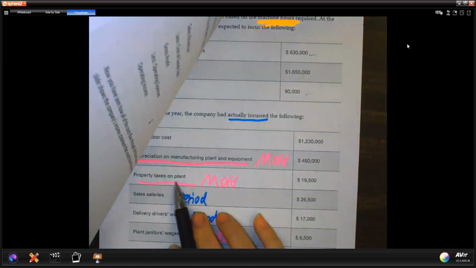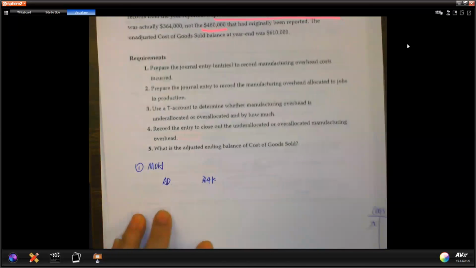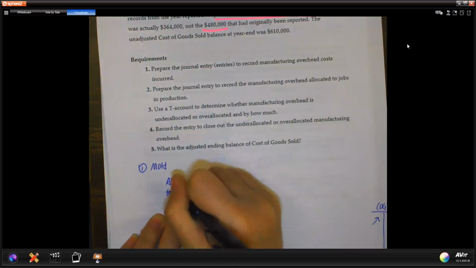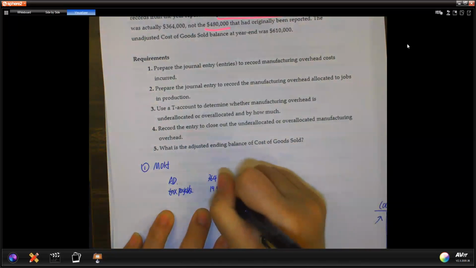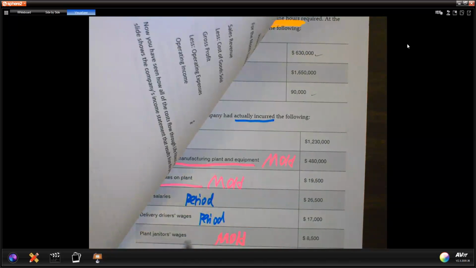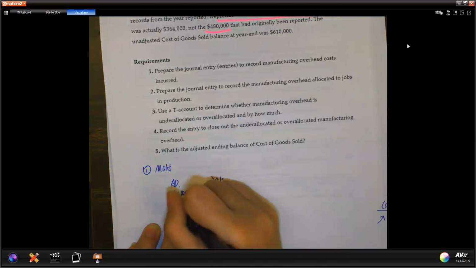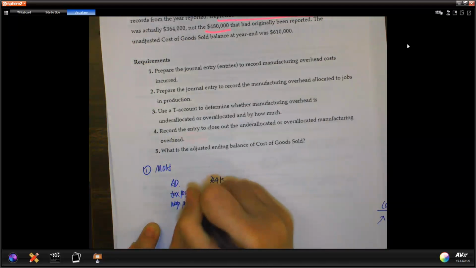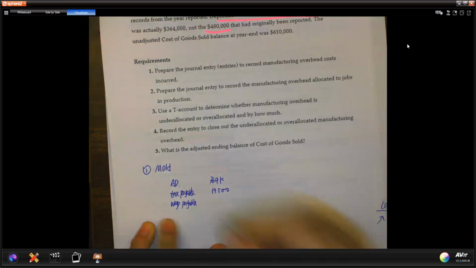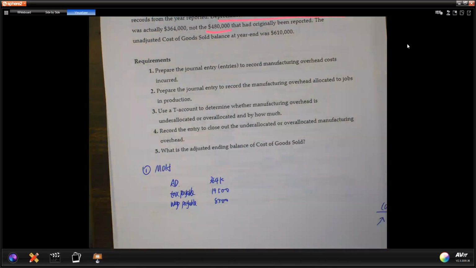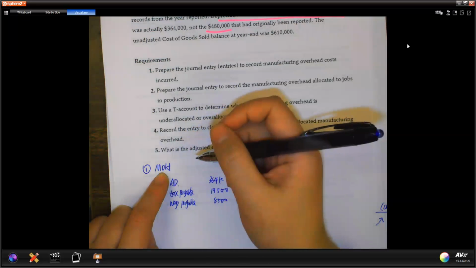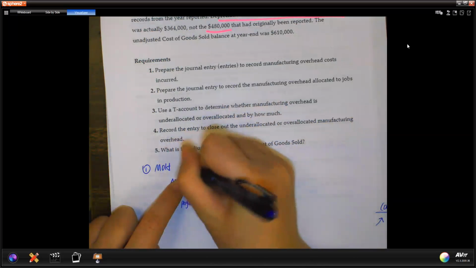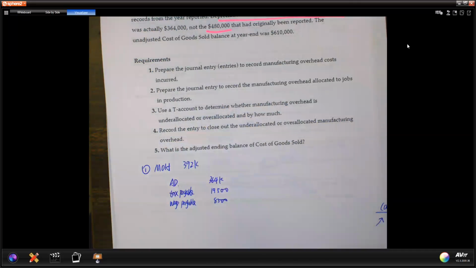Then you have your property tax payable. You're not really paying it. So you have this tax payable. This is correct. So use the number 19,500. And then you also have your plant janitor's wage. You are not paying, so you have this wage payable, which is 8,500. So you add those, that will be your debit. So your debit total manufacturing overhead is 392,000. So that's your first question.